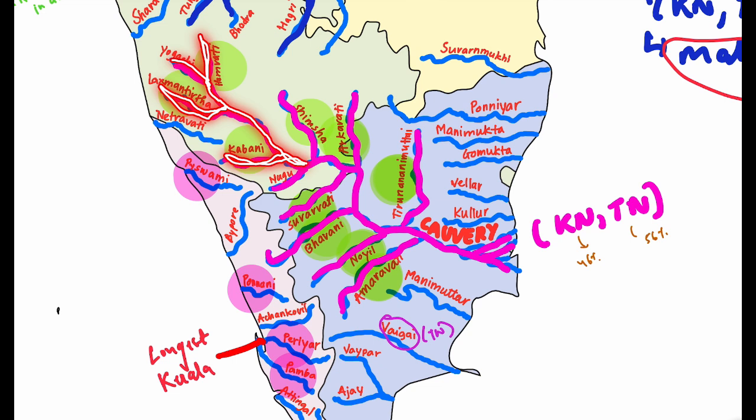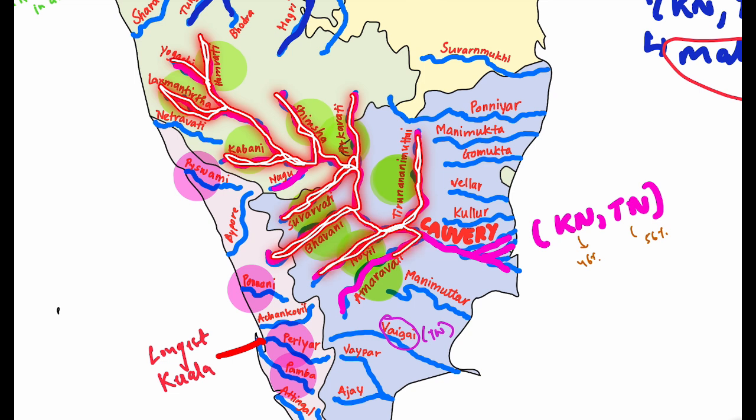Kabani. Kabani is also important. Shimsha. Shimsha is important. Arkavati. Arkavati is important. Then Suvarati. Suvarati is important. Then Bhavani is also important. Then Tirunamuttai. This is also important. Noyali is important. Amravati is very important. All this meets and make Kaveri and then drains into Bay of Bengal. Okay. So this is what Kaveri is. Simple, not that much important.